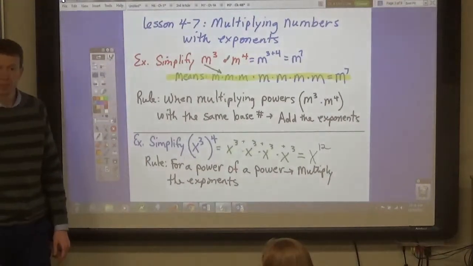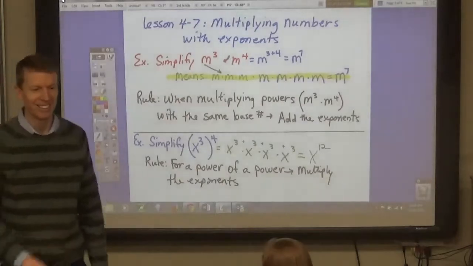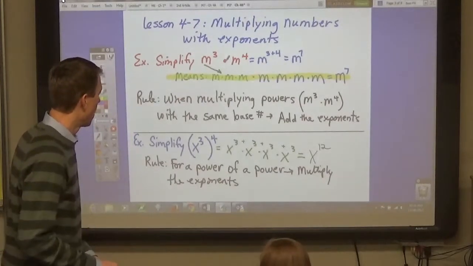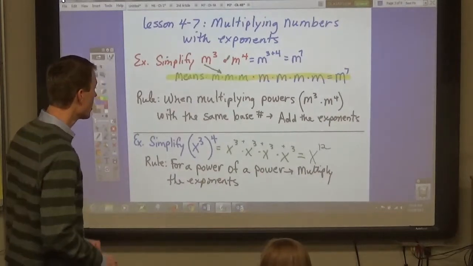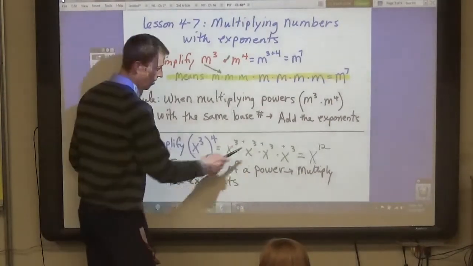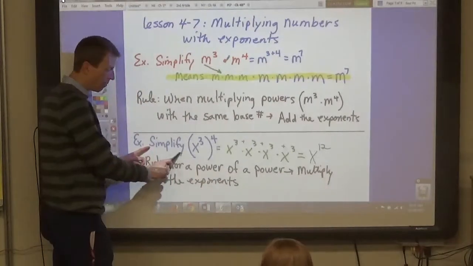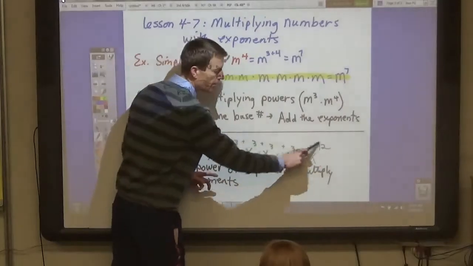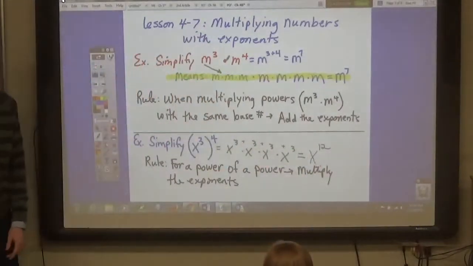If we write it either way, or do we have to write it as... Well, what you're going to be asked to do is simplify this by writing it as one answer. So the question will be simplify x to the third to the fourth power. And so you would write, that's x to the 12th. Okay?